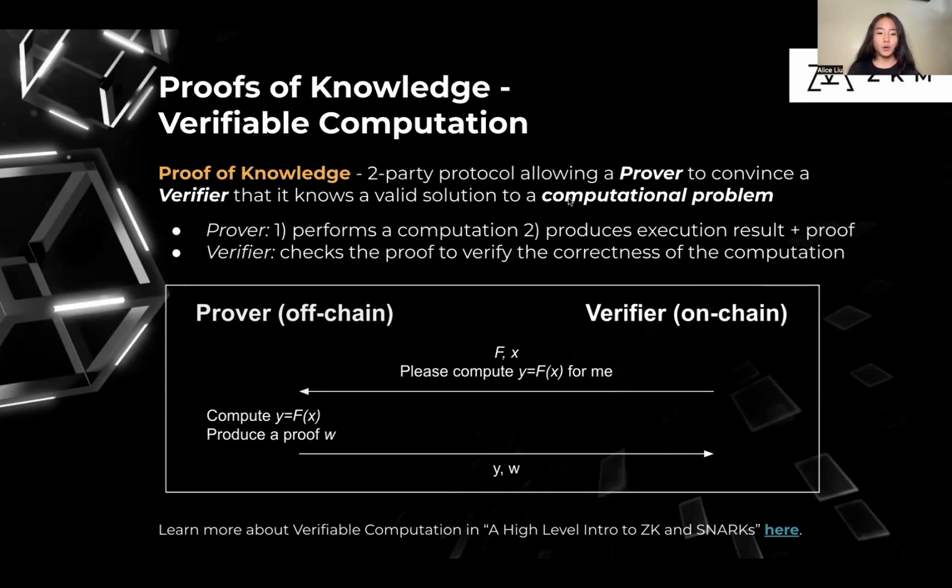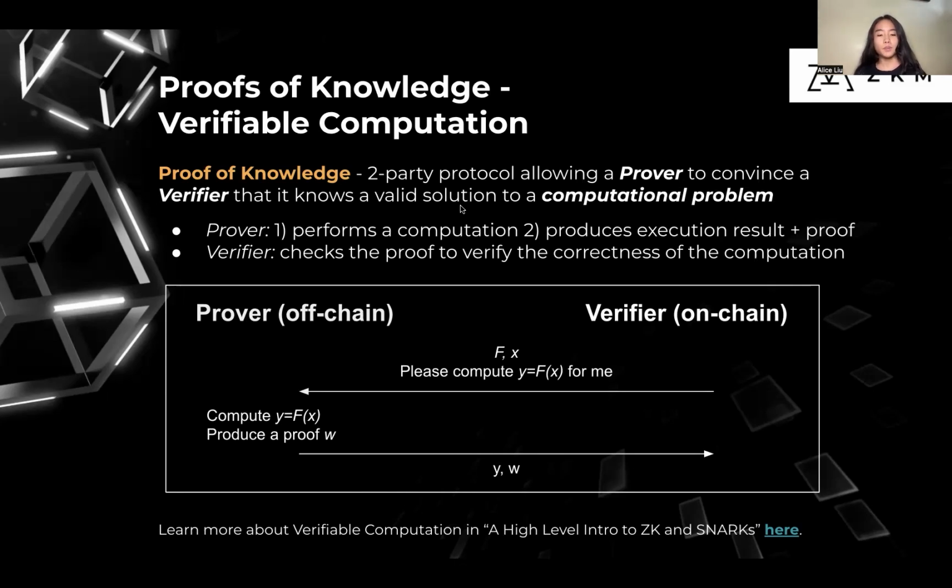It's a two-party protocol with both a prover and a verifier. So the prover is typically the computationally more powerful party, which in our case is like the servers in the cloud, and the verifier is the user. The prover will convince the verifier that it knows a valid solution to some instance of a computational problem.